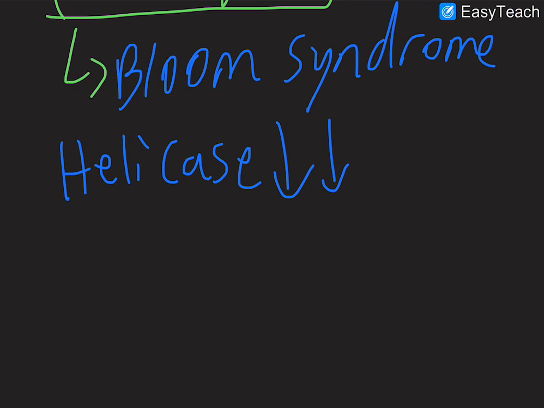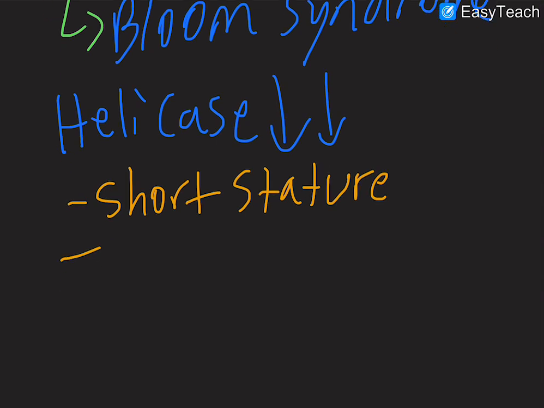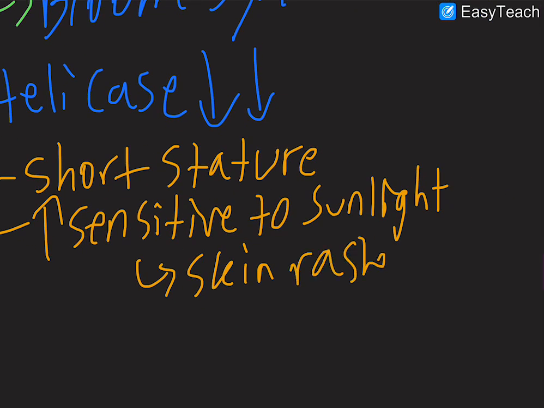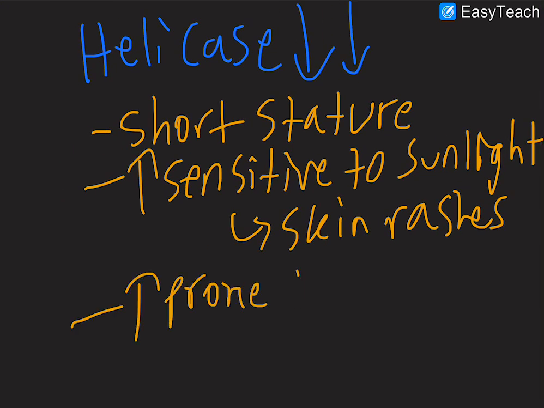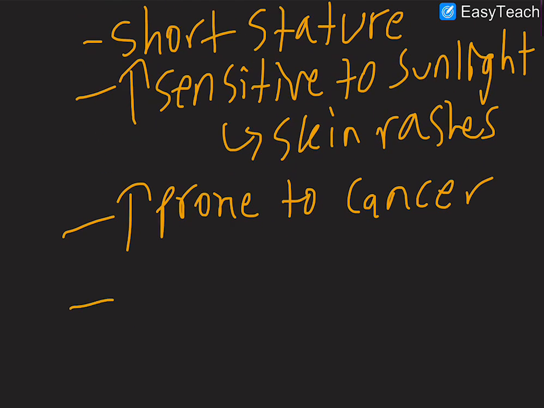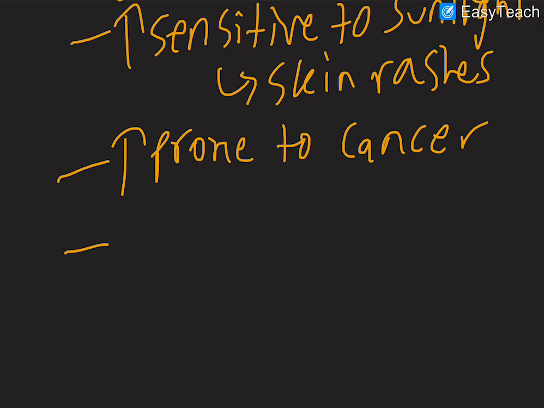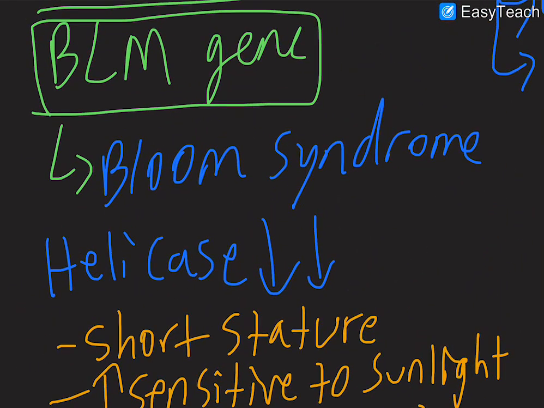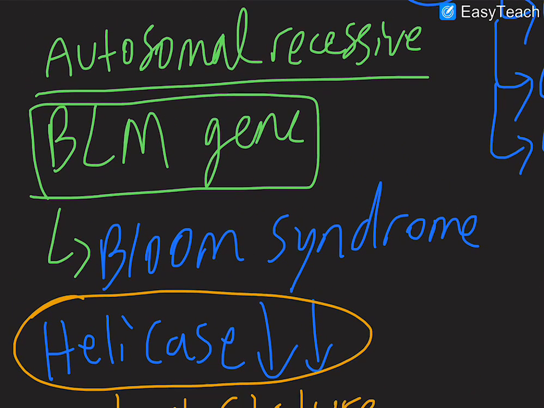We'll go over this again in a separate video, but something you could see is short stature in a person who has Bloom syndrome. They could be really sensitive to sunlight, and they could get a bunch of skin rashes because of the sunlight. These people may also be more prone to certain types of cancer. Another thing you see is that they're more likely to have a not very good immune system, so we'll say immunodeficiency. We can keep on going, but the main thing to know is that Bloom syndrome is associated with a deficiency in helicase due to a BLM gene mutation, and this syndrome is autosomal recessive.